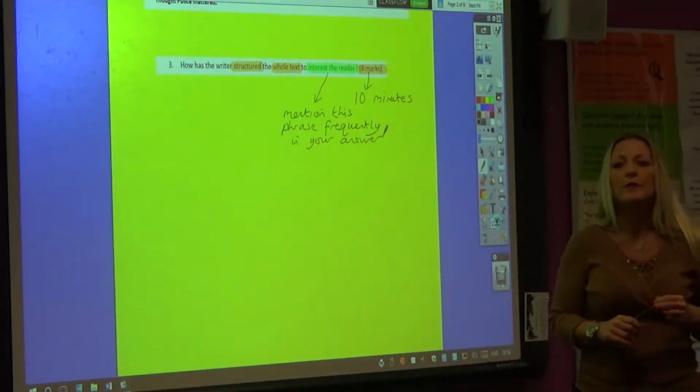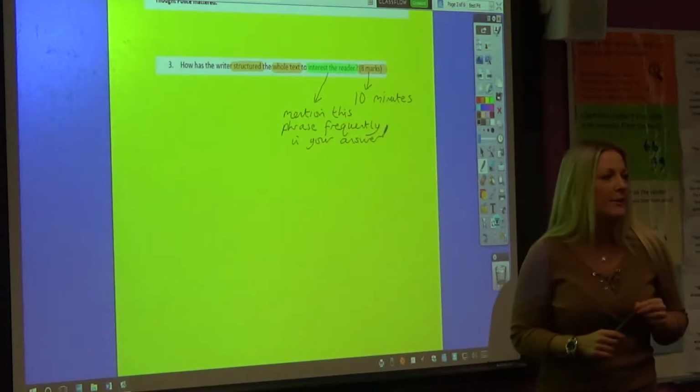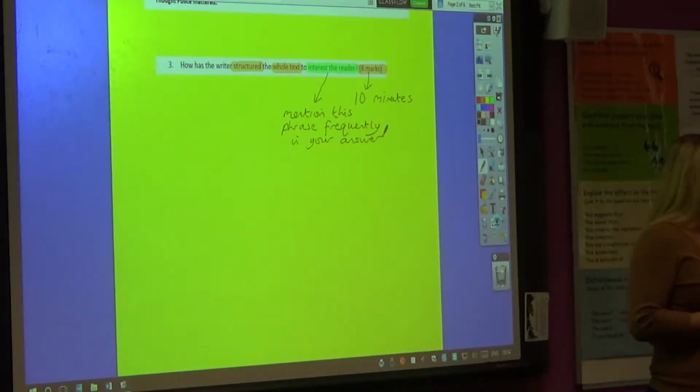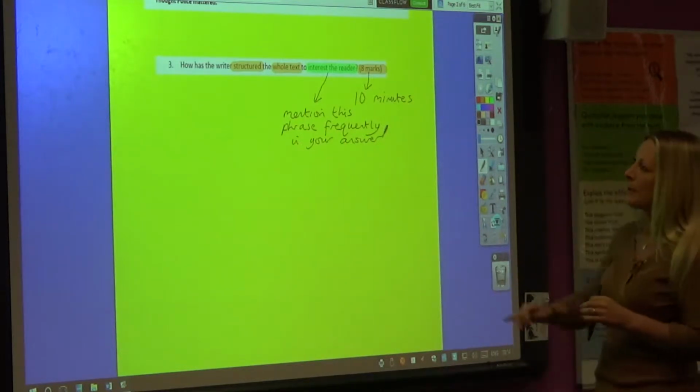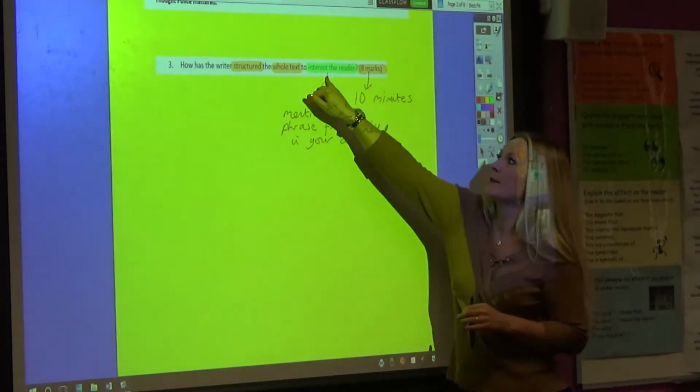One thing you should be careful never to say though is this makes the reader want to read on, because that's too general. You could say that about any text and any structural feature. So make sure you're using that phrase a lot in your answer.